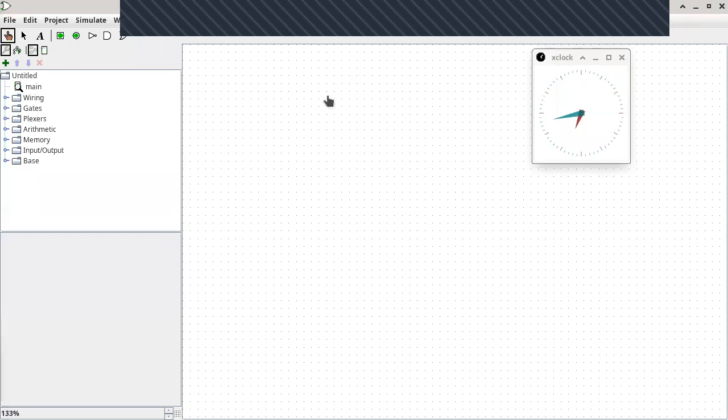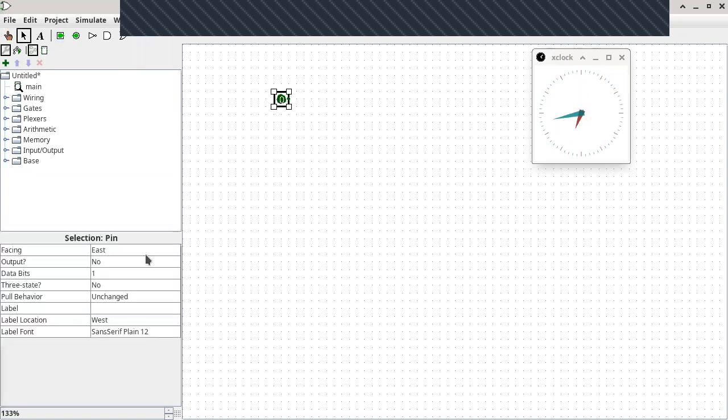All right, so we're gonna do a 3-bit by 3-bit adder, okay? So we'll go ahead and pick out an input pin for X, and we'll make it 3-bit wide for X, and then Control D duplicates. So now we have another input pin, and I'm going to call this one Y.